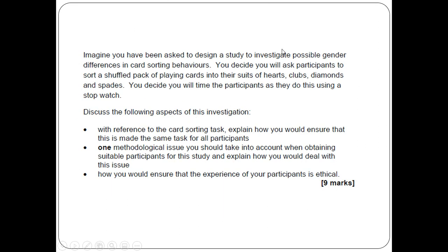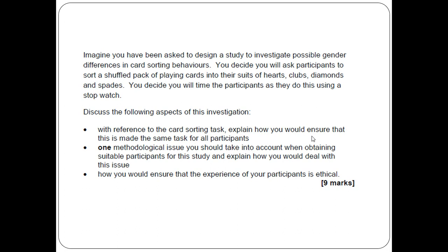Design a study to investigate gender differences in card sorting behaviour. This one's 9 marks, so there would normally be a 12 mark, but in this case you've got 3 marks for each bullet point. So how would you ensure that the task is the same for all participants? So the same deck of cards in the same order, given for the same amount of time. So you reshuffle the deck in the same order for each person.